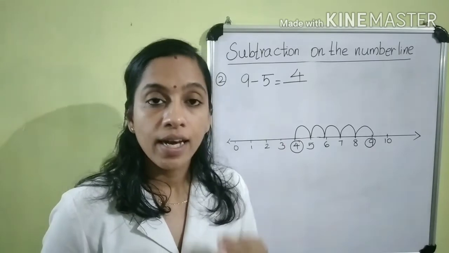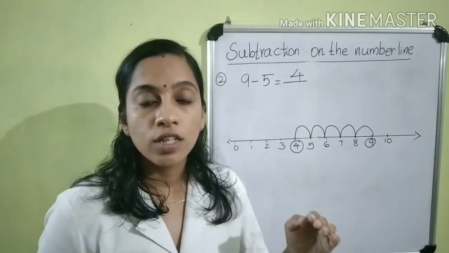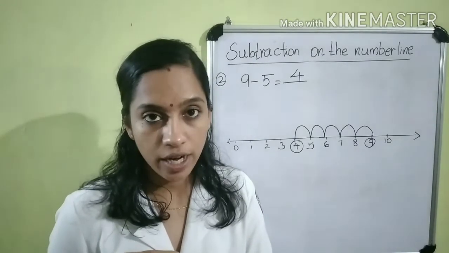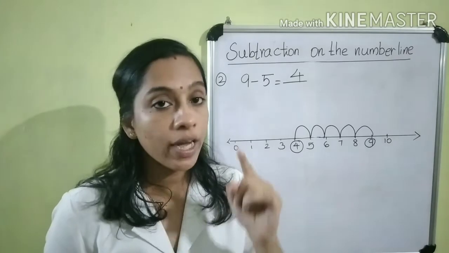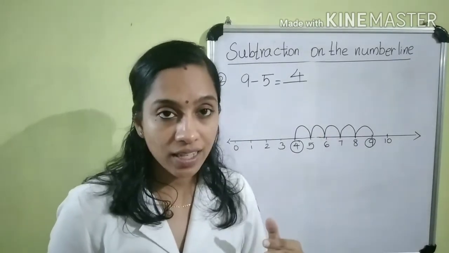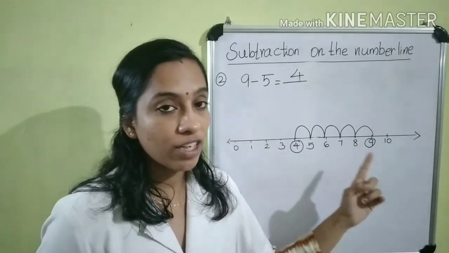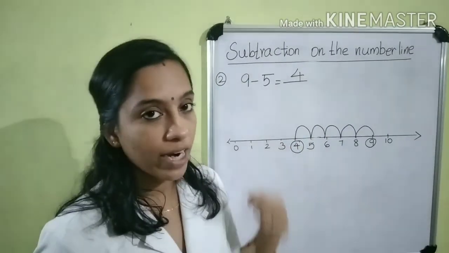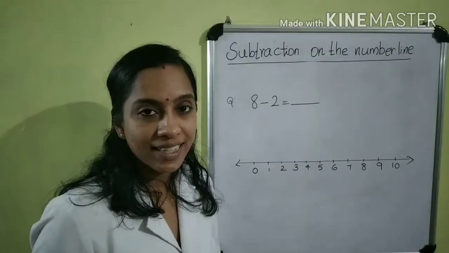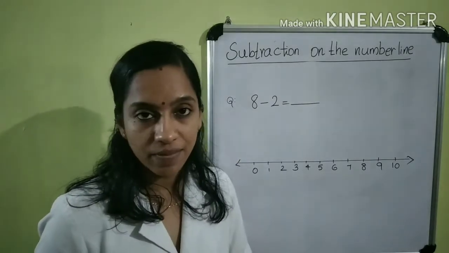So children, remember one thing. In subtraction, you have to draw gems in the backward direction. We know in addition, you can draw the gems in the forward direction. In the case of subtraction, we draw the gems in the backward direction. Is it clear? Okay.